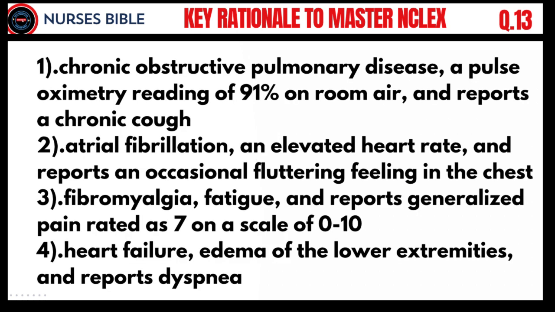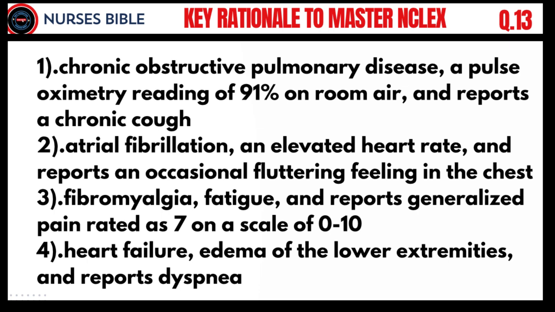So option 1 is the client with chronic obstructive pulmonary disease or COPD, a pulse oximetry reading of 91% on room air, and reports a chronic cough. This is an incorrect option here. With COPD, we can expect our clients to be a little hypoxic. 91 is just fine. A chronic cough is characteristic of the disease.